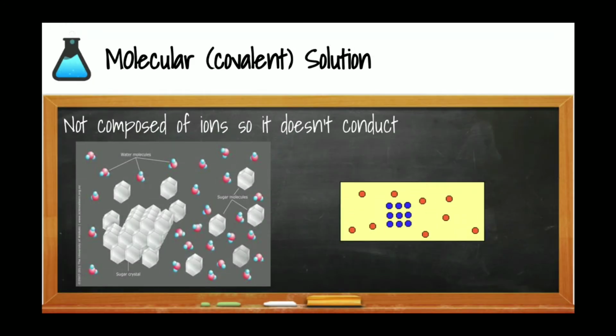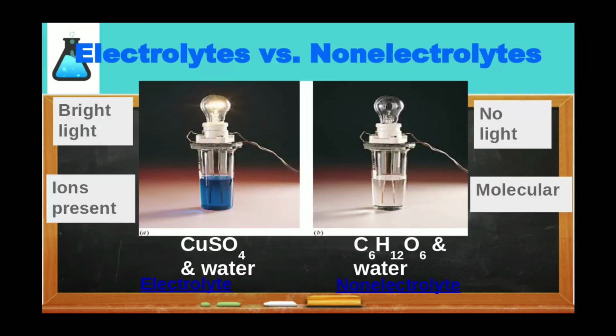Now, molecular or covalent substances will dissolve in water if they are polar like water, but because they do not form ions as they are dissolving, they will not conduct electricity. So here's a nice summary. You can see that an ionic substance in water will form an electrolyte and it will conduct electricity, but a molecular substance in water will not form free-flowing ions, so it will be a non-electrolyte and it will not conduct electricity in water. Remember, water is covalent and does not conduct electricity.